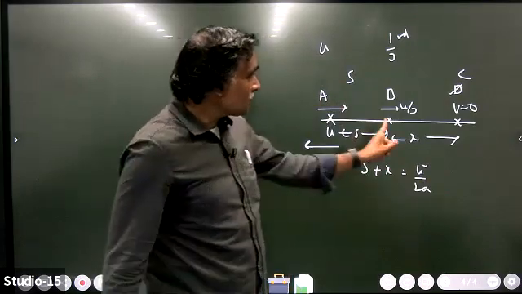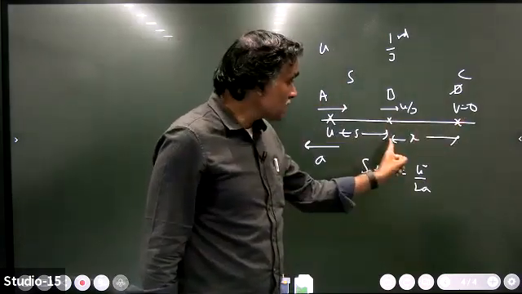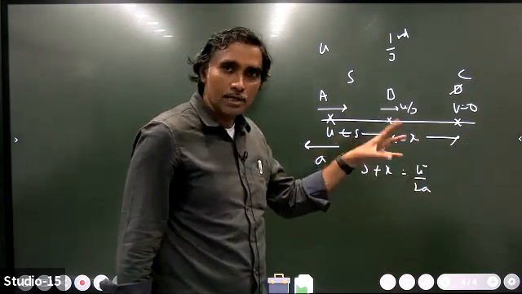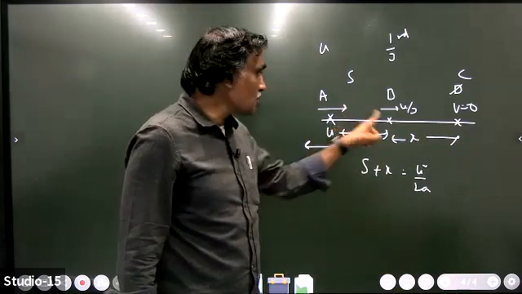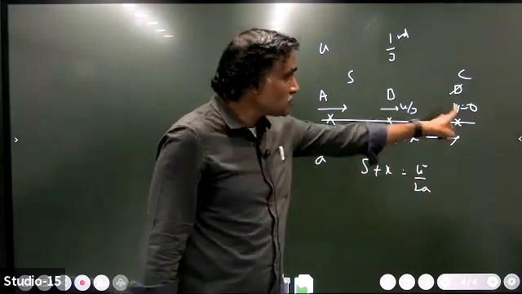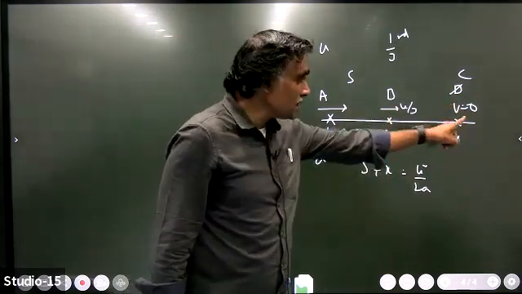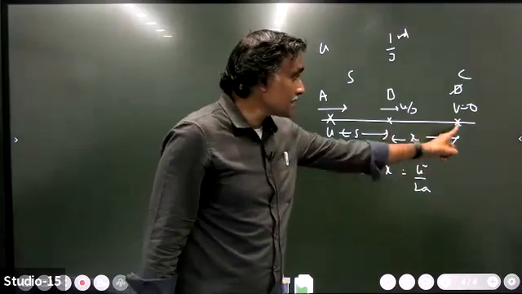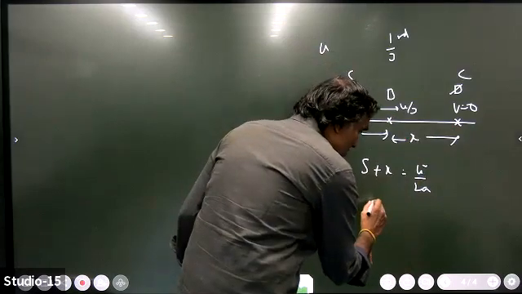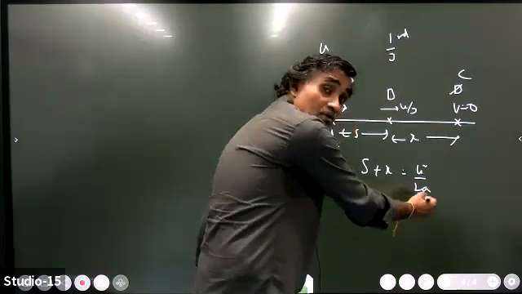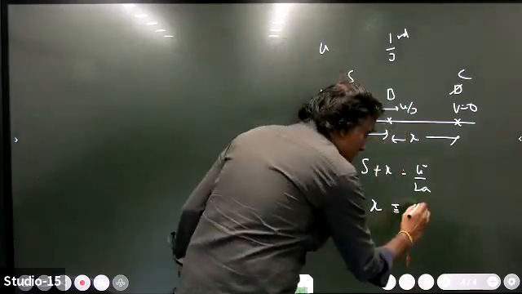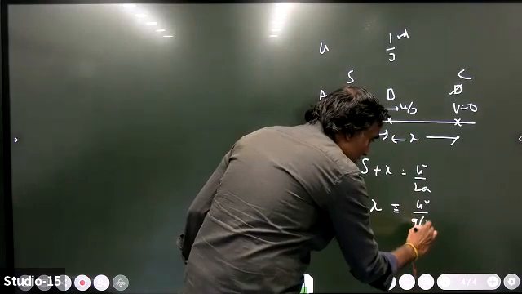Now if you consider motion from B to C, what is the stopping distance? X. You also can consider motion from A to B with the right equation, but that is not stopping distance because at B the velocity is not 0. If you consider motion from B to C, the stopping distance is X and the initial velocity is U by 3. Using the same formula, X is equal to initial velocity square by 2A, so U by 3 whole square, that is U square by 9 by 2A.